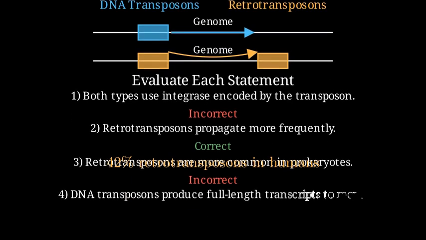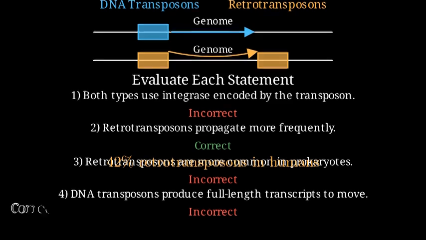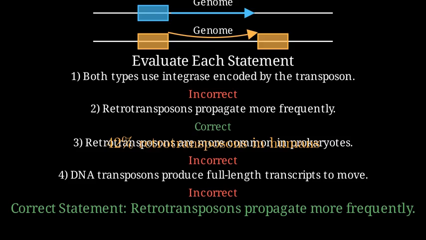Statement 4 says, DNA transposons produce full-length transcripts that help them move. This is incorrect. That description fits retrotransposons because they are transcribed into RNA and then copied back into DNA. DNA transposons usually move directly as DNA. So the correct statement is retrotransposons are likely to propagate more frequently than DNA transposons.